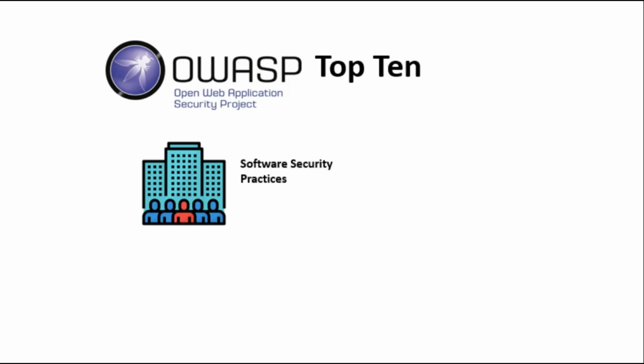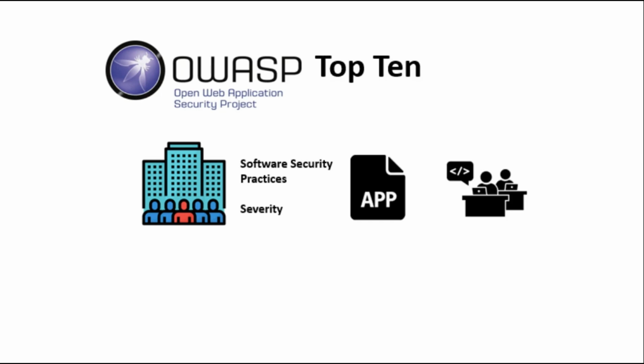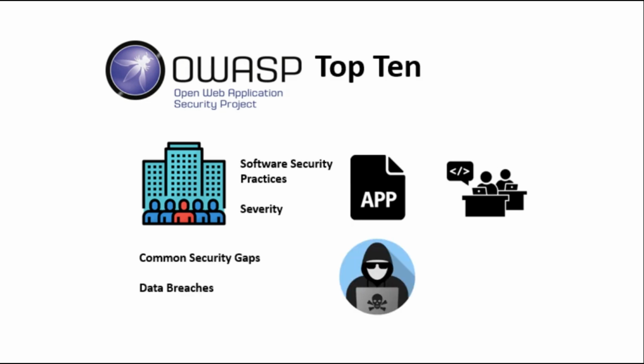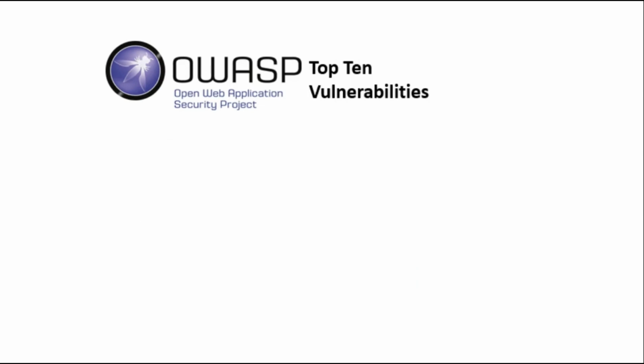Rather than ranking vulnerabilities by severity, the OWASP Top 10 organizes them based on their frequency, emphasizing the risks most likely to affect applications. This prioritization helps development teams and organizations address common security gaps, reducing the risk of data breaches and cyber attacks. OWASP Top 10 Vulnerabilities.